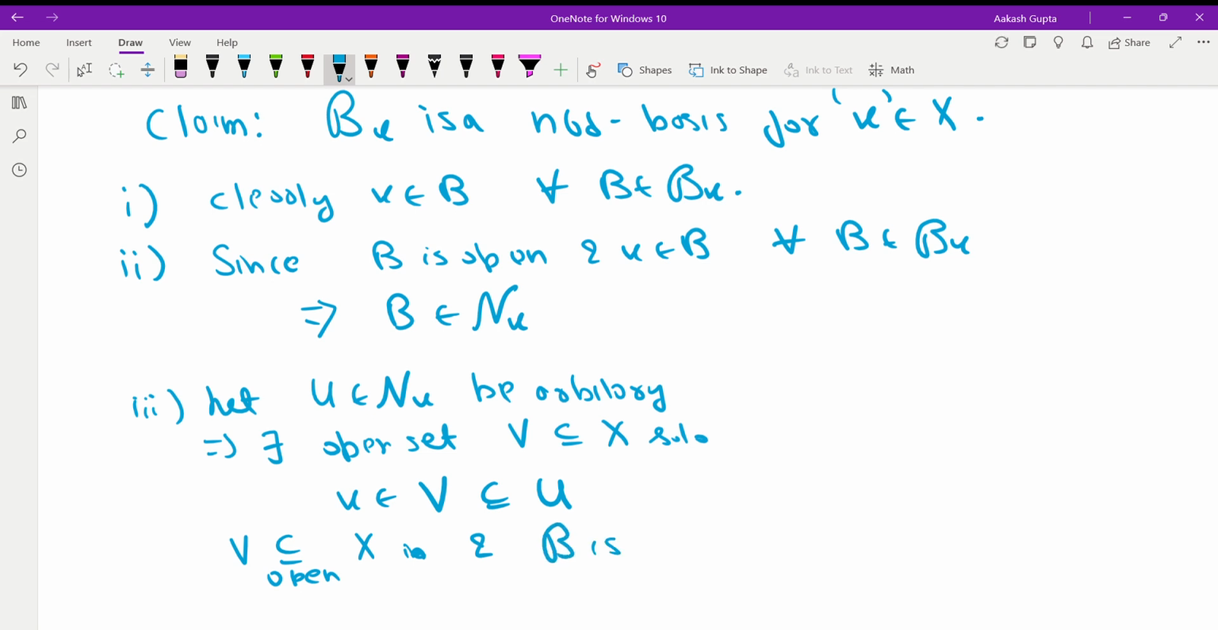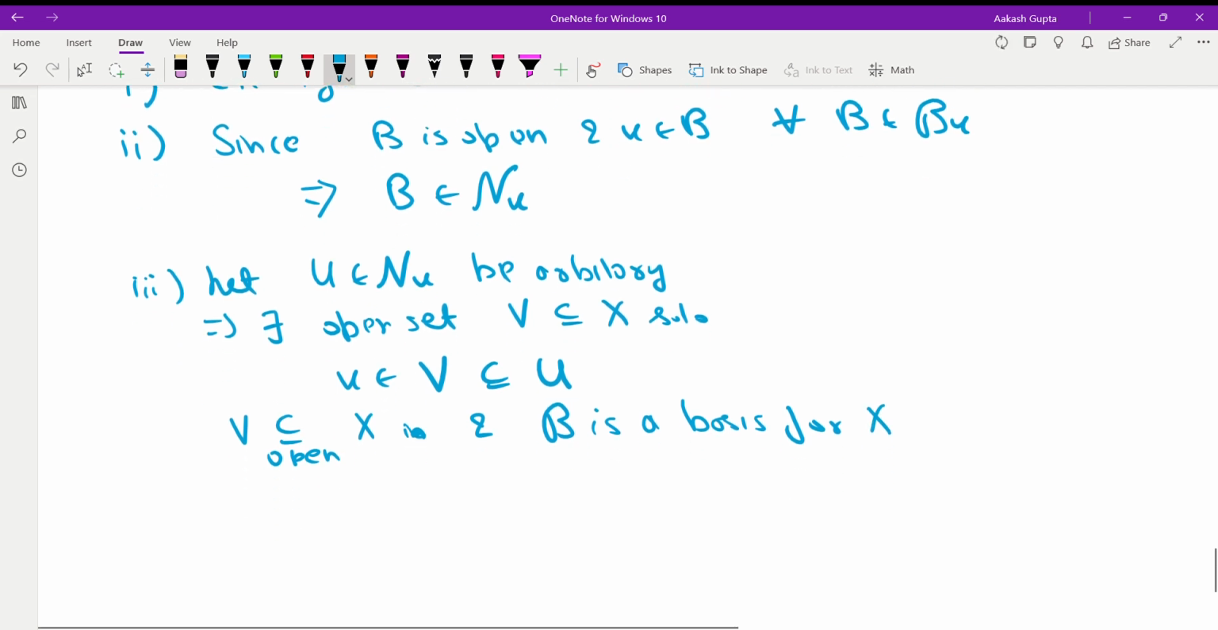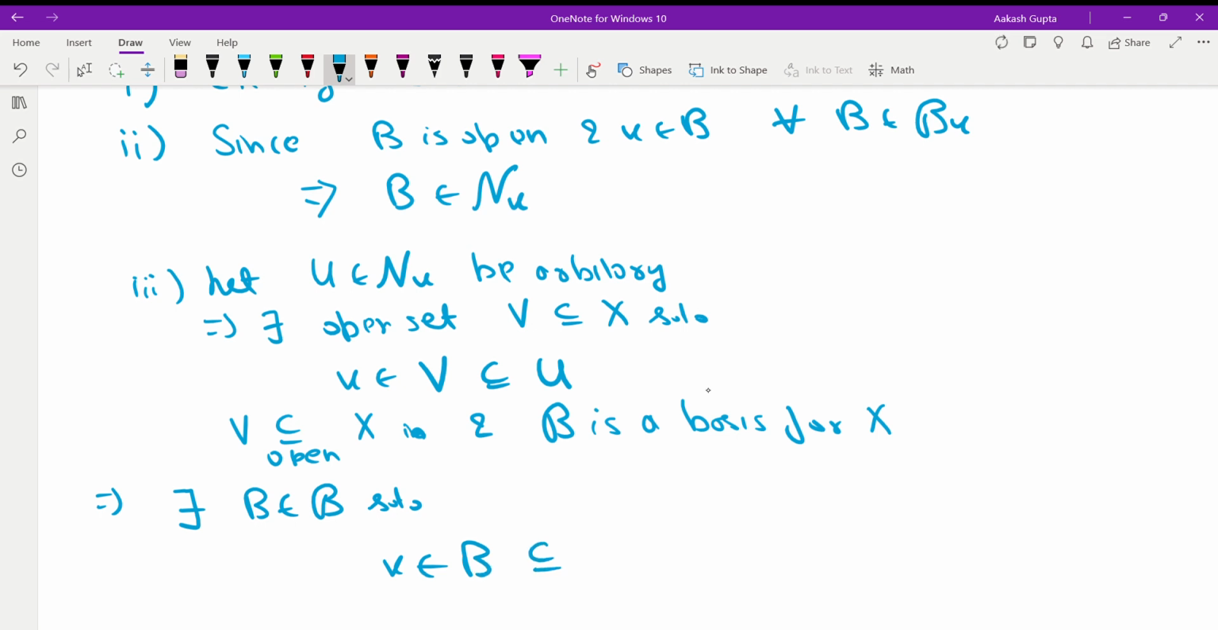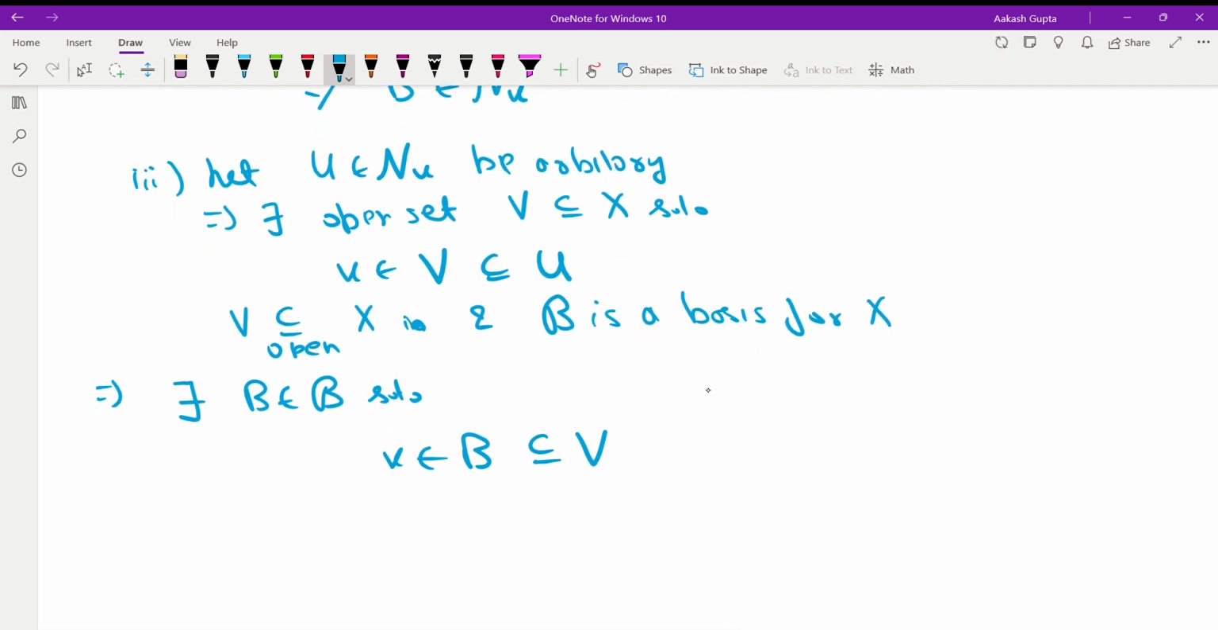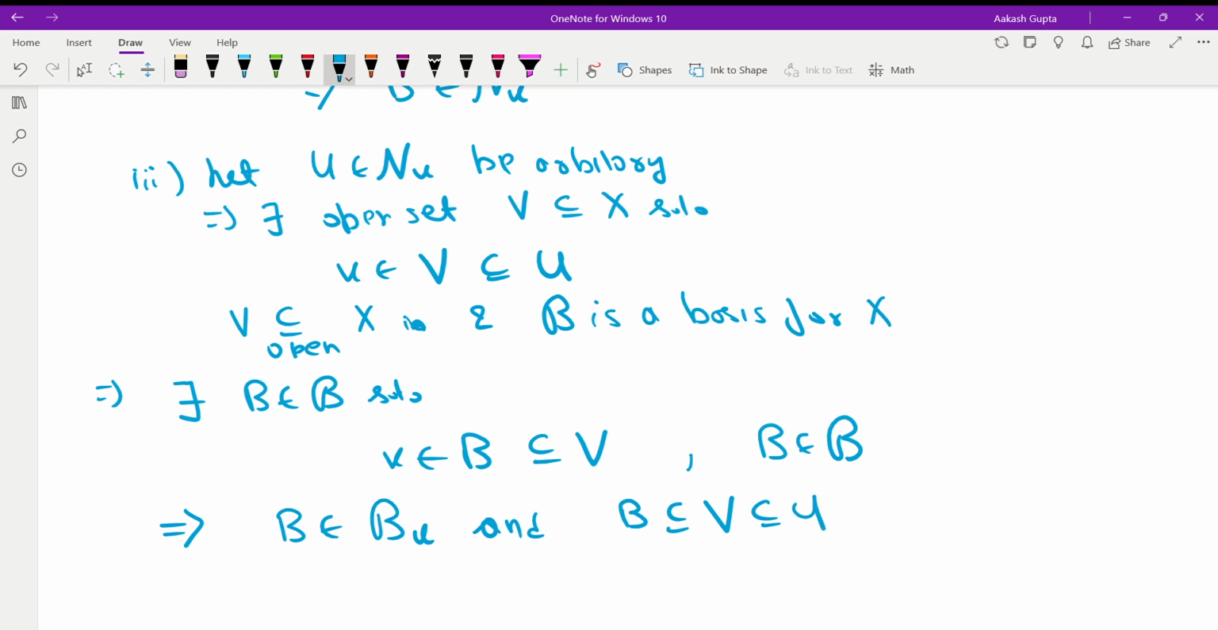And script B is a basis for what? X. So what will happen, guys? There exists B in script B such that X belongs to this B, which is contained in V, right? Why? By the equivalent definition of basis. We have used this many times. So note that this B is in script B. Now, this implies B is also in script B_X and B is contained in V, which is contained in U.